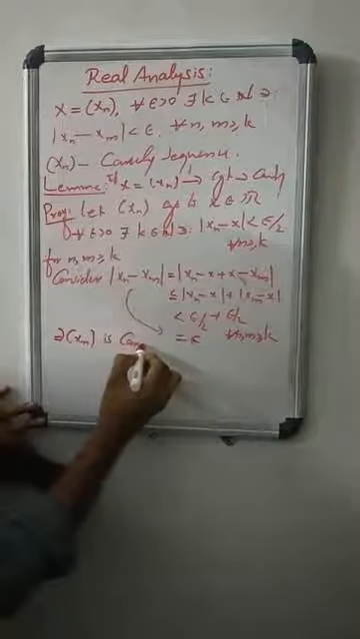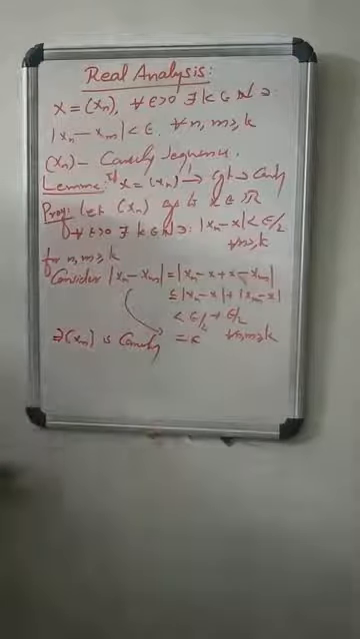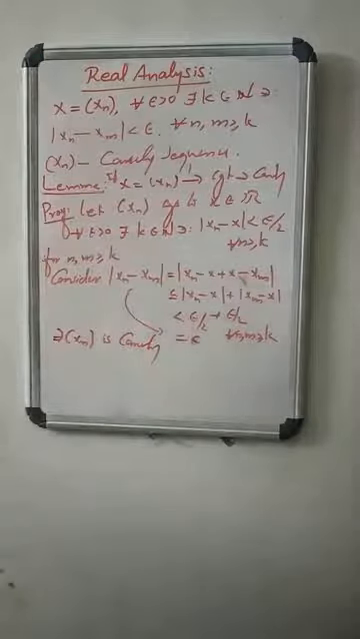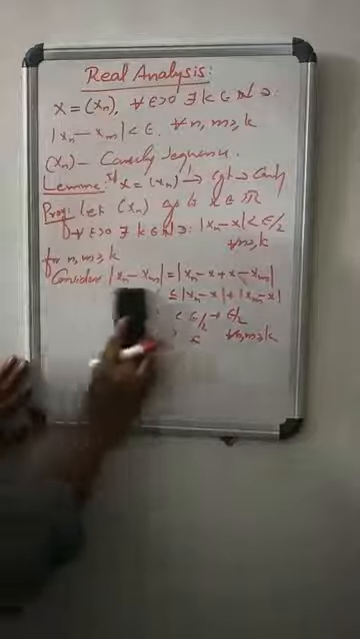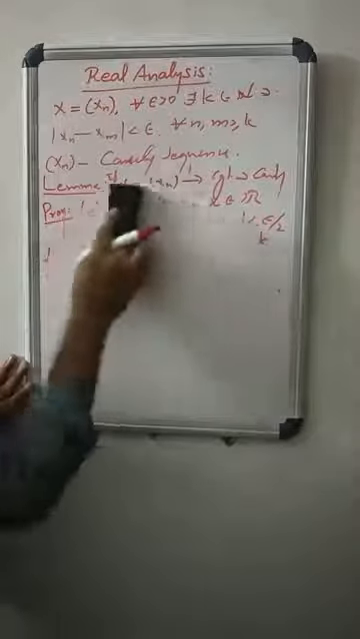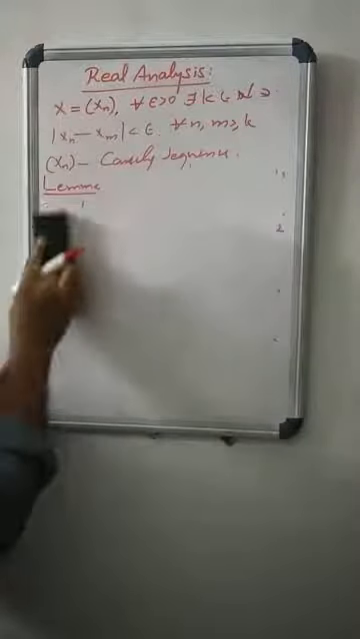So if a sequence of real numbers converges, then it is Cauchy. Means every convergent sequence of real numbers is a Cauchy sequence. That's an important result. Every convergent sequence of real numbers is a Cauchy sequence.